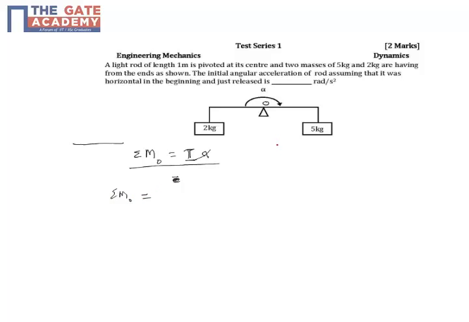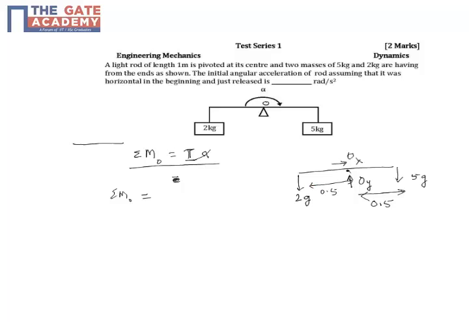The moment about O can be found from the free body diagram. Let me draw a free body diagram with all the forces on the light rod. At O you have the hinge reactions OX and OY. This is mg, the weight of the 5 kg mass, so 5 into g. G is 9.8, it's not given as 10, so you have to take it as 9.8. On the left side the weight acting down is 2g, and the moment arm is 0.5 on both sides because it's pivoted at the center.